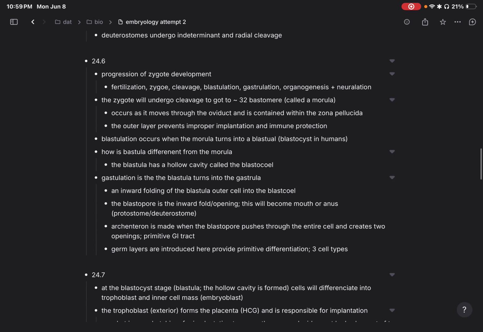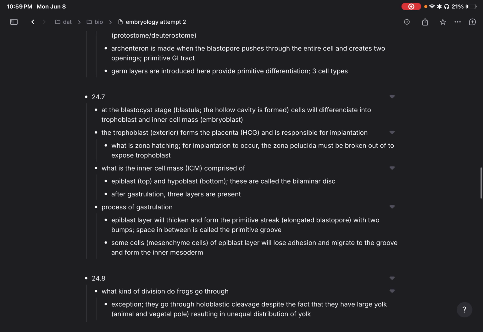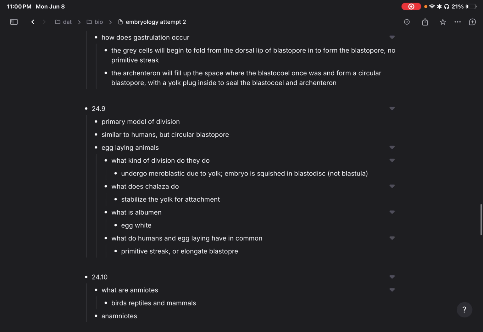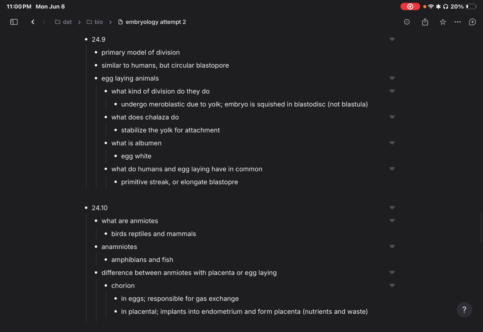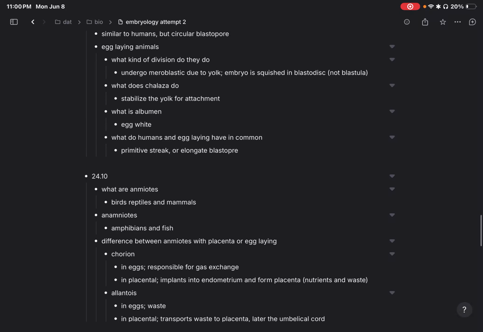Blastulation occurs, so the blastula is just the embryo with the hollow cavity. The blastula will be called the blastoplate or something because of the yolk. The chalazae are responsible for stabilizing the yolk. The albumin is the egg white, and common between the two, they have the primitive streak with the elongated blastopore as compared to the sea urchin.